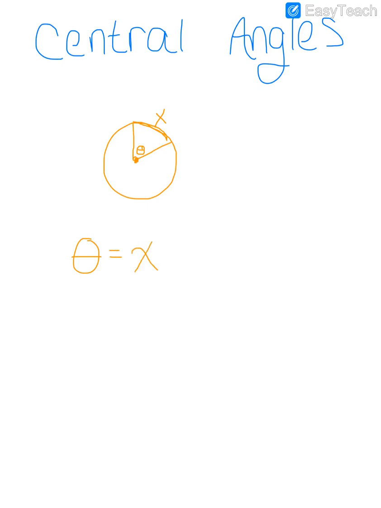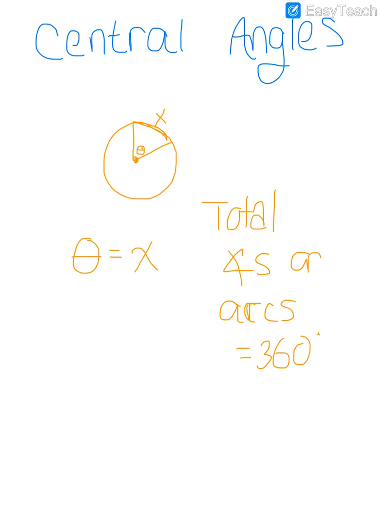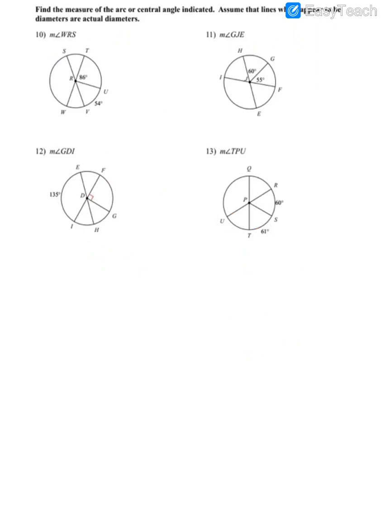Also remember that the total angles or arcs in a circle is always 360 degrees. So we'll keep that in mind when we're solving our problems today. Okay, so we need to find the measure of the arc or central angle indicated. And anything that looks to be like a diameter straight to the center are actually diameters.